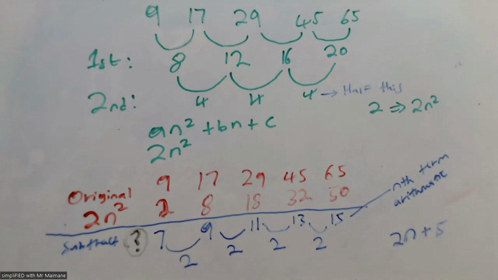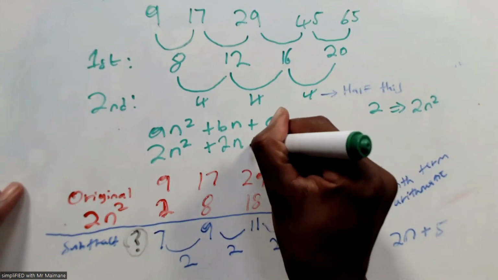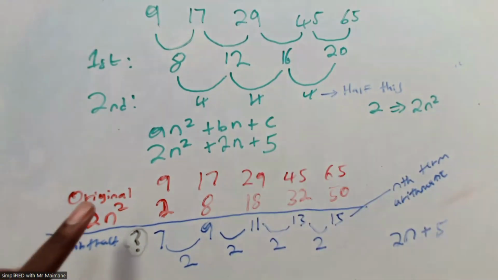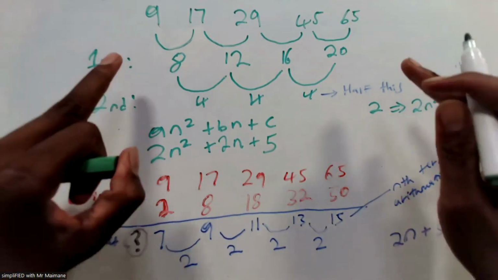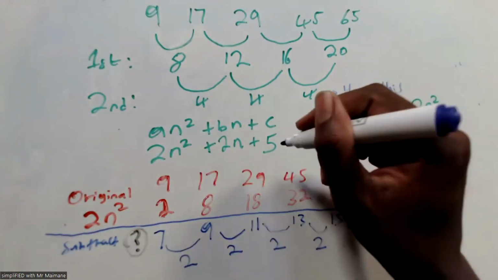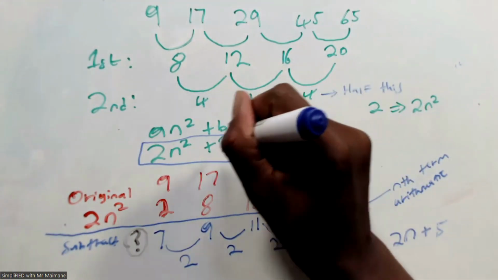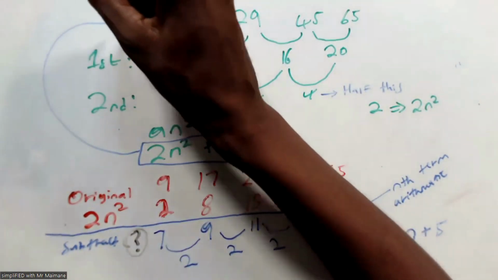So that nth term, we just take that nth term and then we write it here because we got our value for b and c. So this is our nth term for this sequence. This right here is our nth term for this sequence.